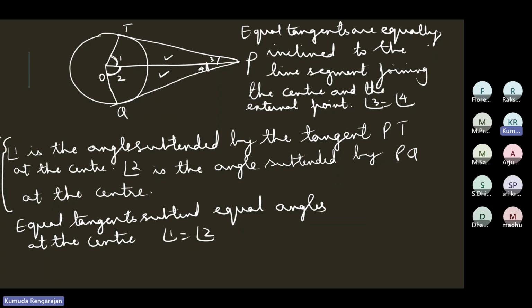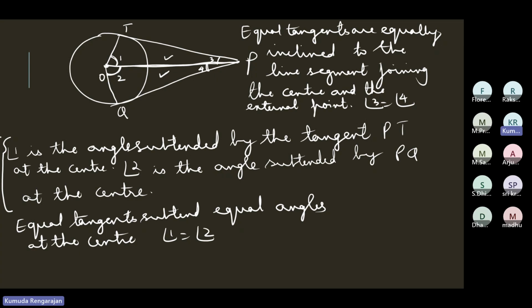So they're equally inclined to the line segment joining the center and the external point. This is the baseline which connects the center and the external point. So how do you express angle 3 is equal to angle 4? Equal tangents are equally inclined to the line segment joining the center and the external point. That is, if PT is equal to PQ, then angle 3 is equal to angle 4.